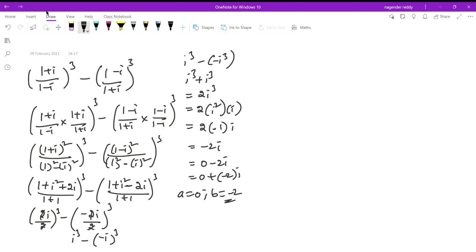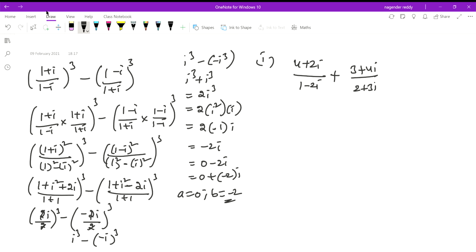So we have one more. Find the real and imaginary parts of the following. Same thing here, the same concept is being asked: (4 + 2i) by (1 - 2i) plus (3 + 4i) by (2 + 3i). This is asking only for the real part and imaginary part.